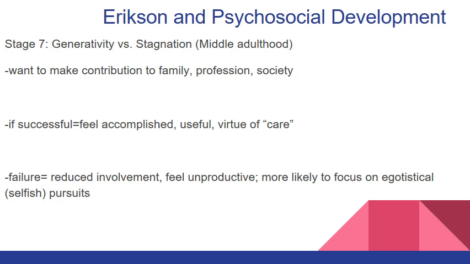Next comes stage 7, which is middle adulthood, or people who are probably in their 30s to 50s. And it's called the generativity versus stagnation period. During this time period, people start focusing on how they can contribute to their family, to their profession, and to society as a whole. If they feel like they have been successful in their work and in their contributions, they'll develop a sense of accomplishment. They'll feel useful, and they'll develop a virtue of care.